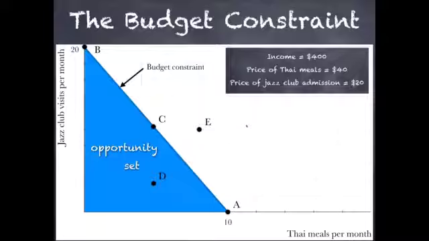And point E is not possible. Point E represents a combination of Thai meals and jazz clubs where the individual is spending more than $400 a month. And since they only have $400 a month to spend, they can't spend more than that on Thai meals and jazz club visits.